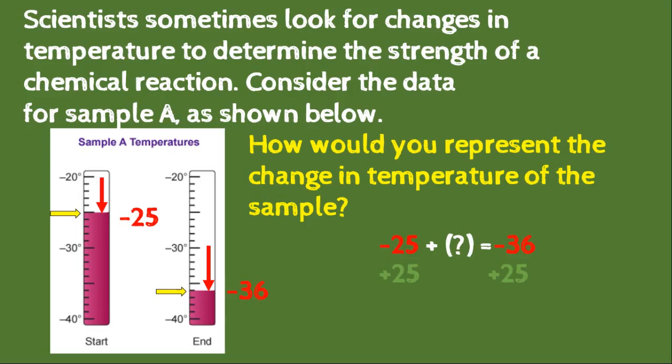So to understand what that mystery number is, we can just add 25 on the left: minus 25 plus 25 equals 0. So that leaves our mystery number alone. And if we did it to the left, we now must do it to the right. Minus 36 plus 25. So the mystery number ends up being negative 11. So from negative 25, we move down 11 to reach our final temperature.